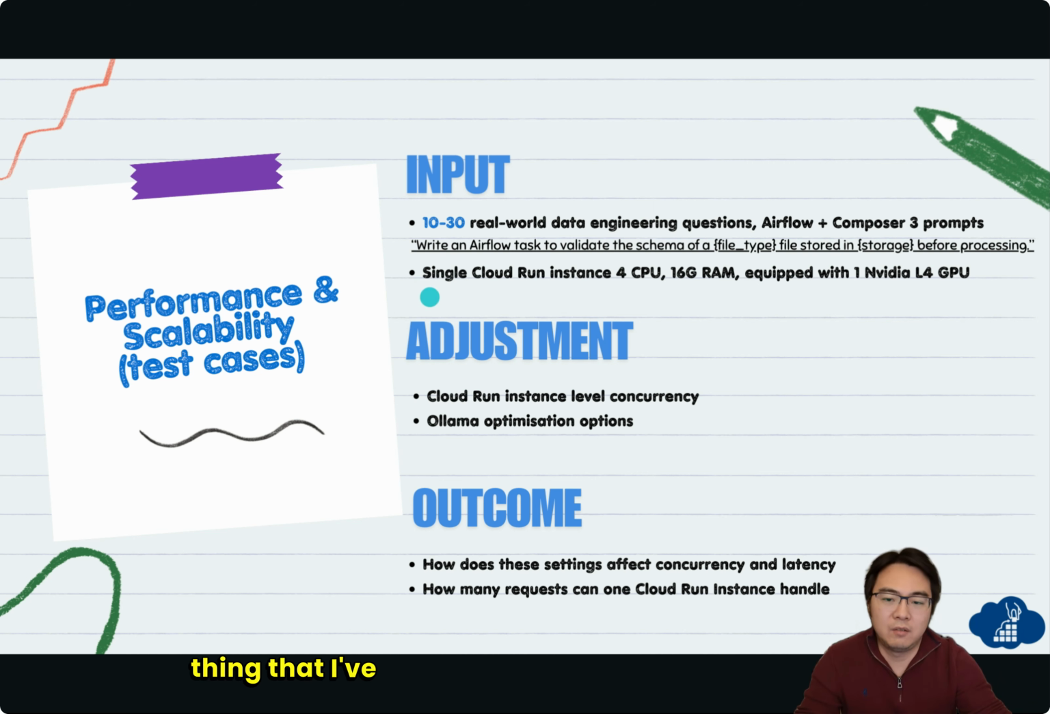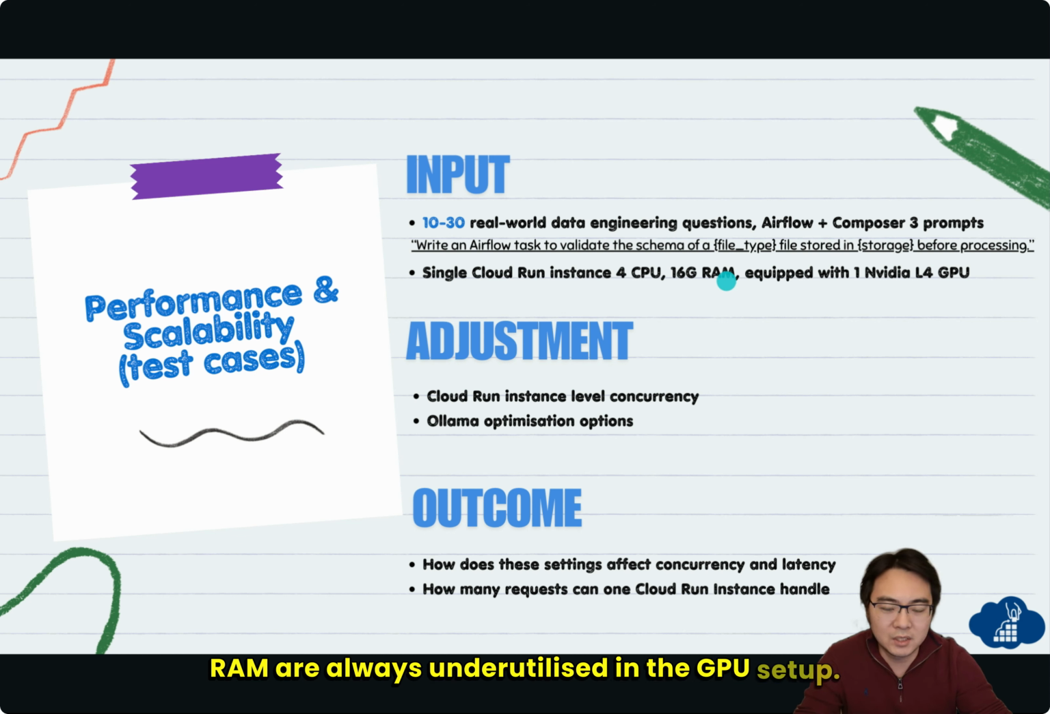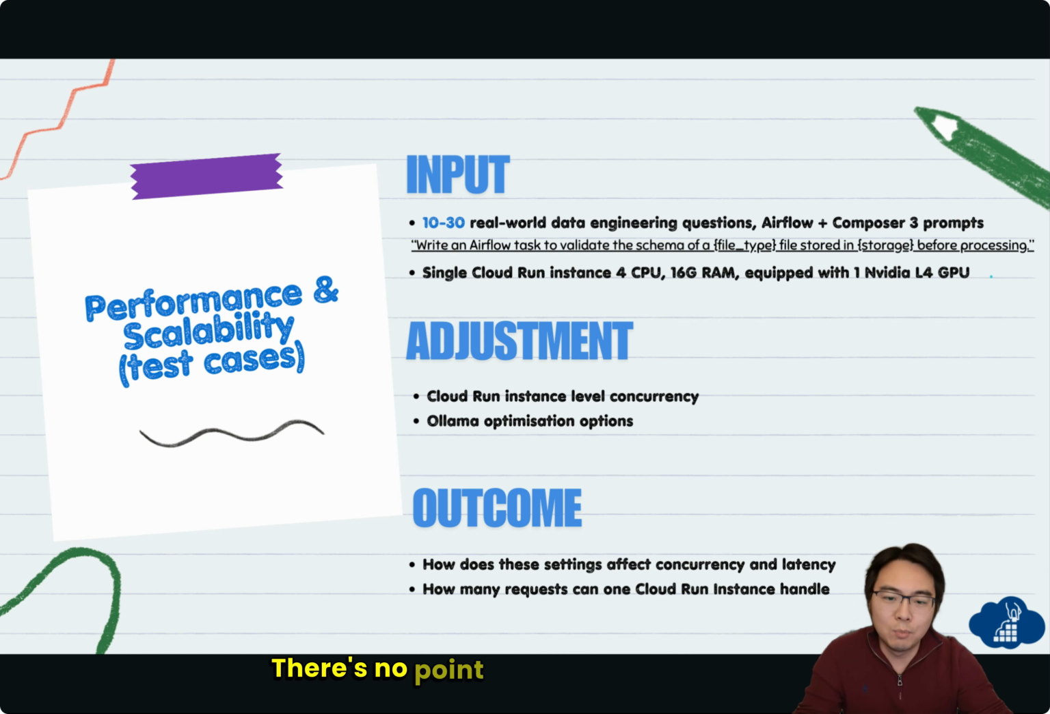The other thing is that I've based it on a single Cloud Run instance with 4 CPU and 16 gig of RAM. I wanted to see if there's any impact on the CPU and RAM, but it turns out there isn't. So I'm going to tell you that first, and I'm not going to focus on it because it has no impact whatsoever. The CPU and RAM are always underutilized in the GPU setup. The main game here is the Nvidia L4 GPU. It's only equipped with one. Why just one? Because it has auto scaling. There's no point giving you two. If you need more, just scale up.